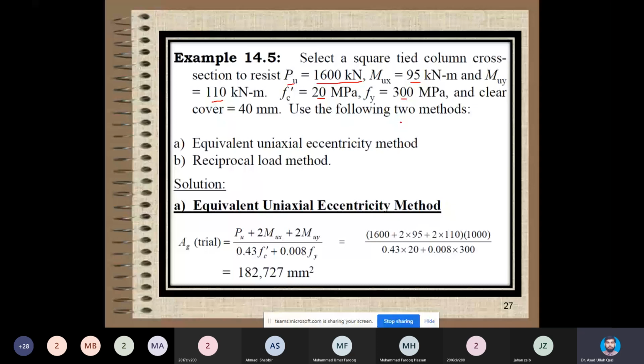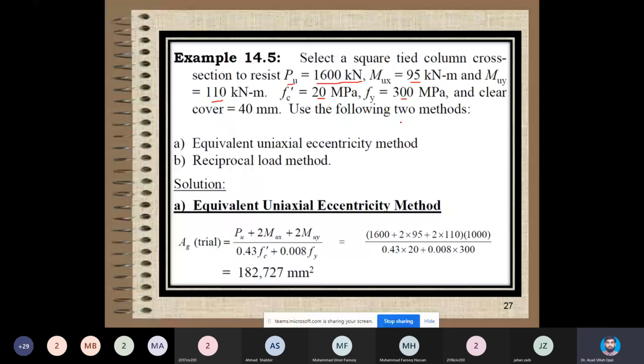So such kind of bookish questions are rarely asked in practical life, that you are given a load and moments. But in your final year, in your 8th semester or in DOS, in one of your subjects, you may get the opportunity to first analyze a building and then apply all these design steps to design the elements, starting from footings to columns and then beams and slabs. But first you need to analyze that building.